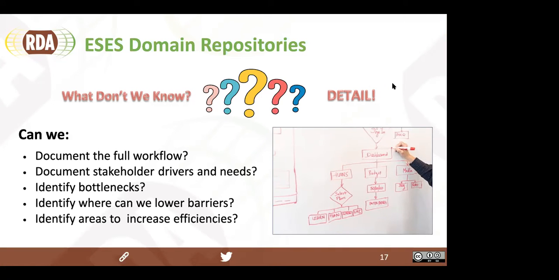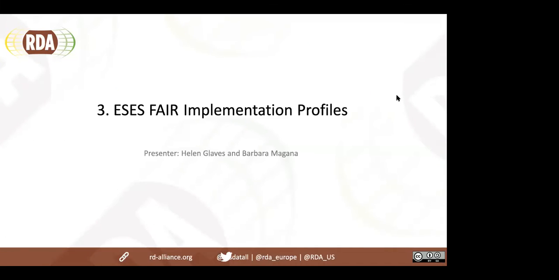All right. Okay, so thank you for your plug for your domain repositories breakout. And now we'll pass to Barbara, who's going to talk about the FAIR implementation profile. Helen Glaves was also going to lead this, but at the last minute she got sick, and so Barbara is taking it over on her own. Okay, over to you, Barbara.